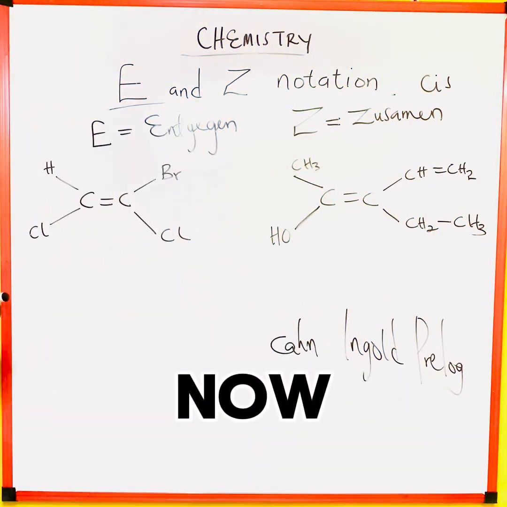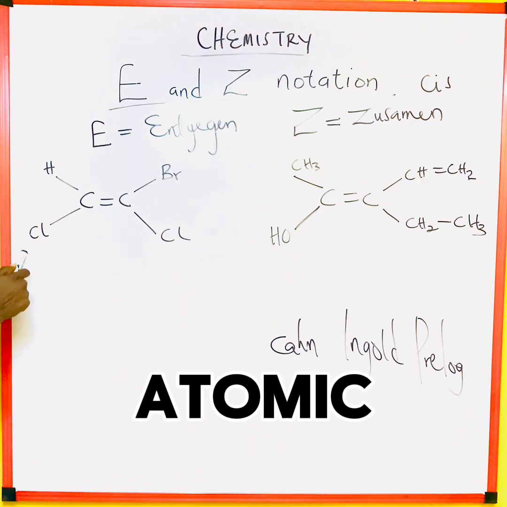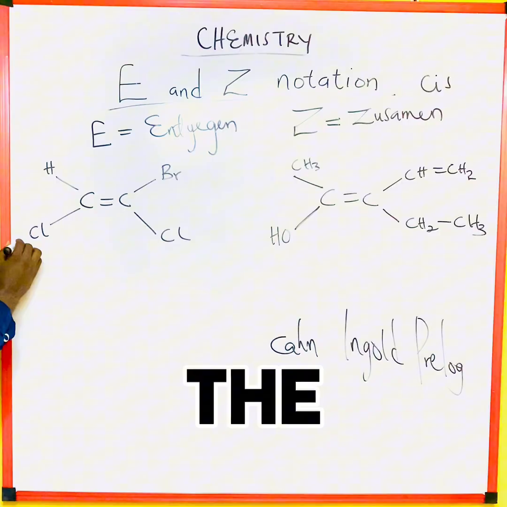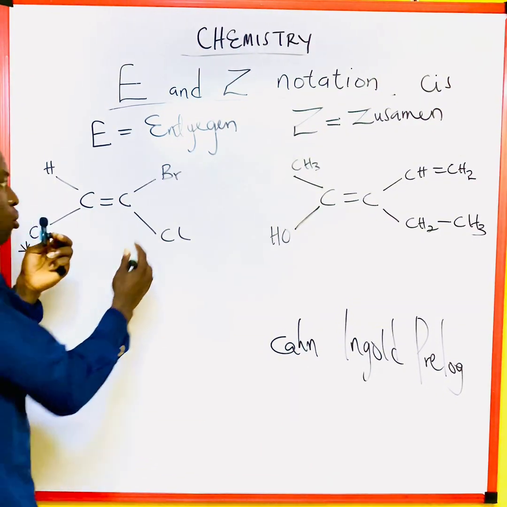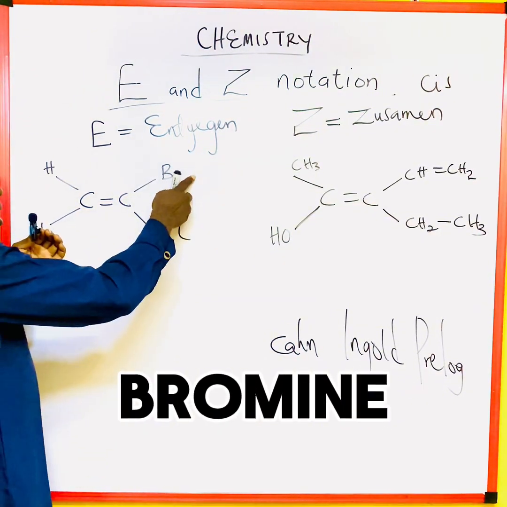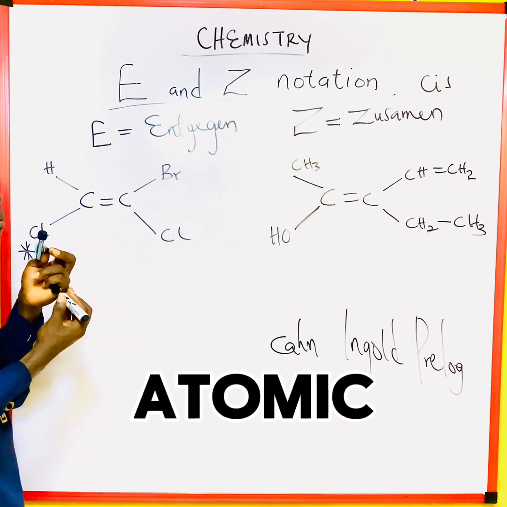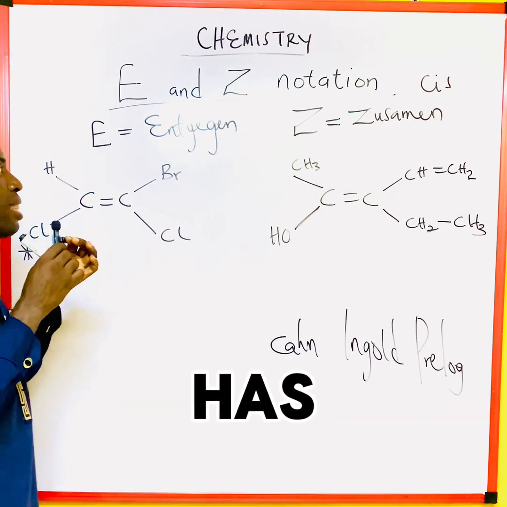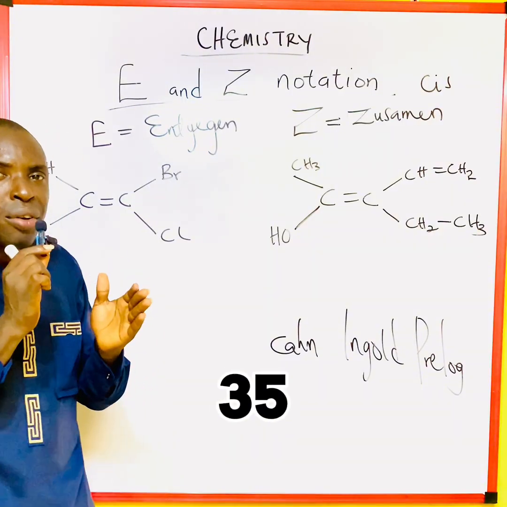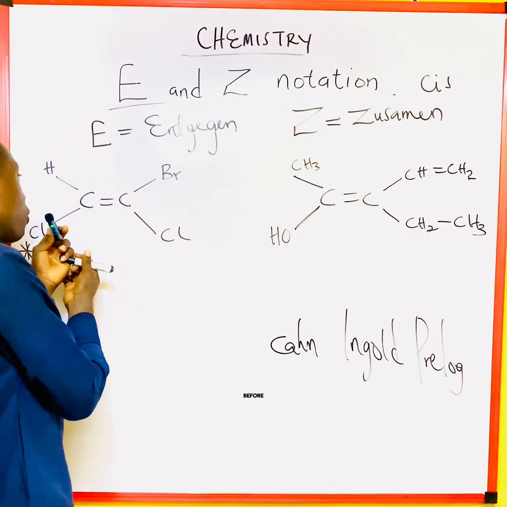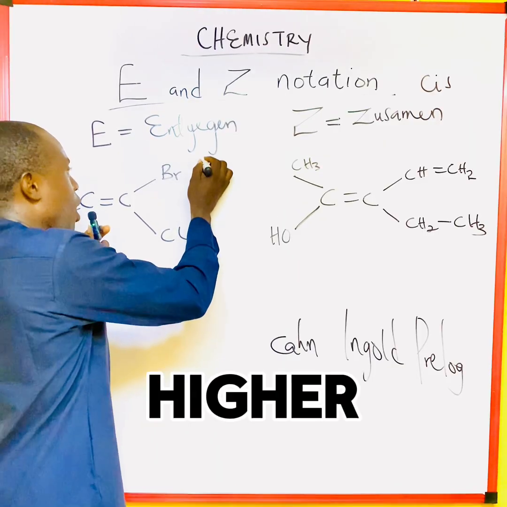Now, let us do it. The atomic number for hydrogen is 1, that of chlorine is 17. So chlorine takes the higher priority. We move to the right hand. Bromine and chlorine are present here. Bromine is of higher atomic number. Why? Bromine has an atomic number of 35 in the periodic table, while chlorine is 17. Of course, you know that before. So here is of higher priority.